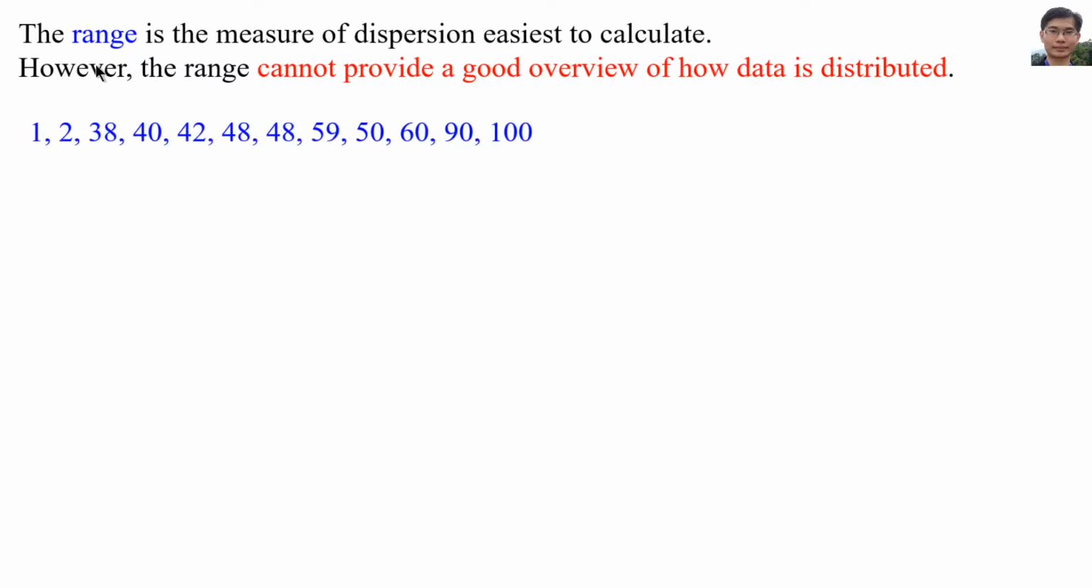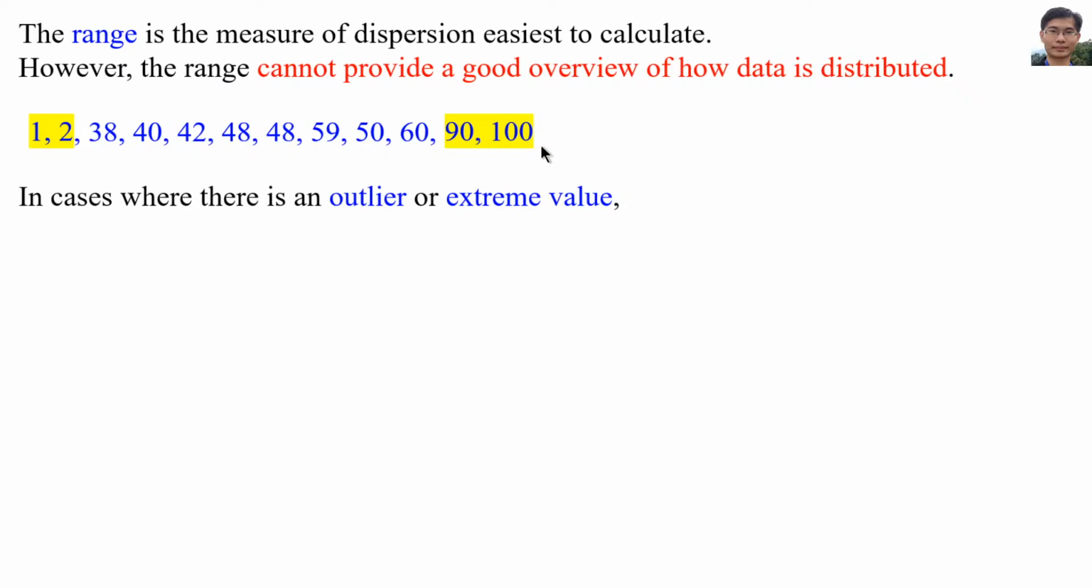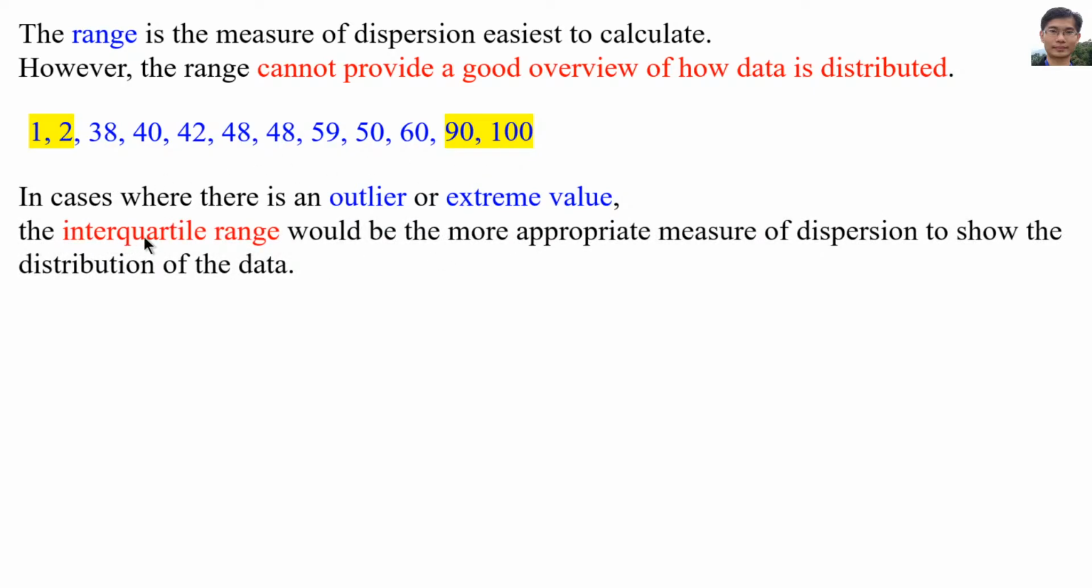For example, this data. In cases where there is an outlier or extreme value, in this data, the 1, 2, and 90, 100 are called outlier or extreme value. Most of the data are in the range of 38 to 60, but 1, 2, 90, and 100, they are outliers. So the interquartile range would be the more appropriate measure of dispersion to show the distribution of the data. Why?